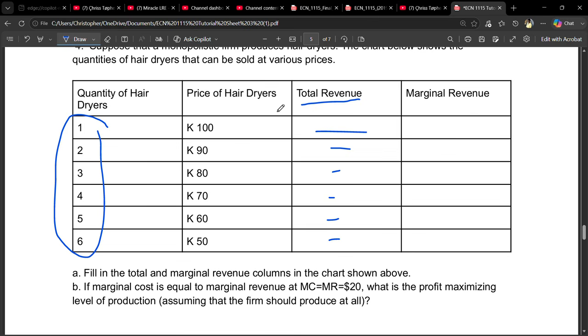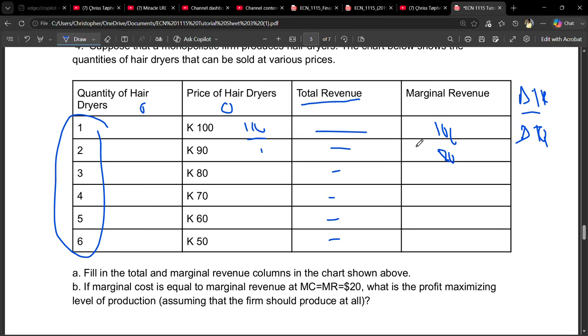Marginal revenue, do we have quantity and price? Of course we have. How do we find that? Marginal revenue is the change in total revenue over the change in output. So for example, here we have 0, we have 0. The change here will be 100. 100 over 1, so 100 divided by 1 is 100. You go on to the next part, it should be 80 or so.